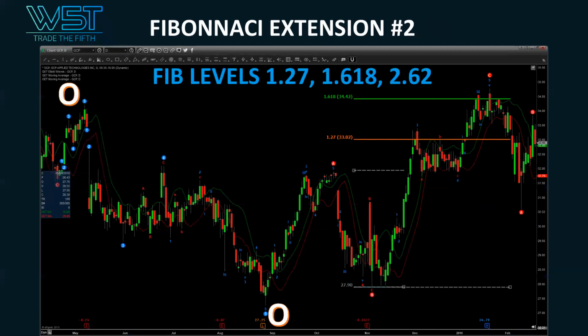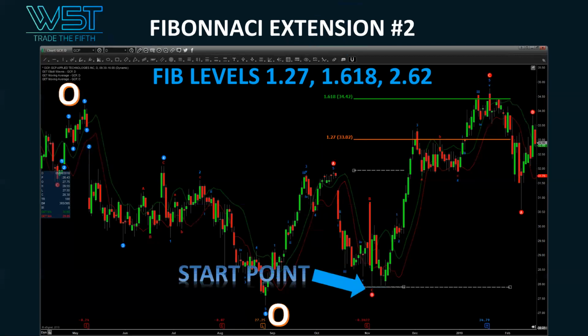So we're doing fib levels now 1.27, which is really cool. C waves really hit 1.27 a lot. 1.618 and 2.62 don't hit very often, but it is quite good. Where are we?